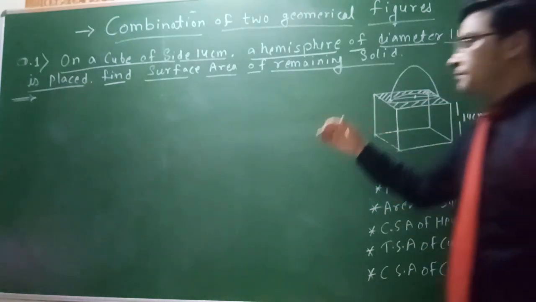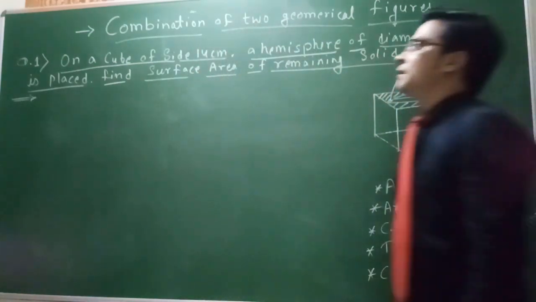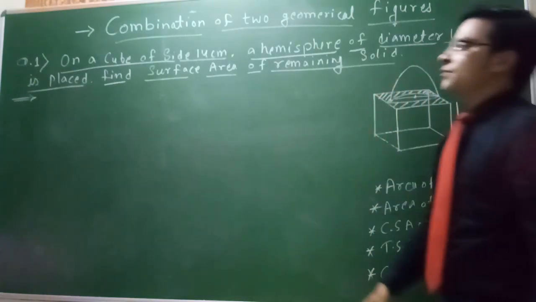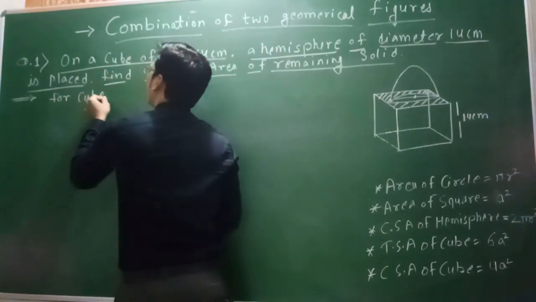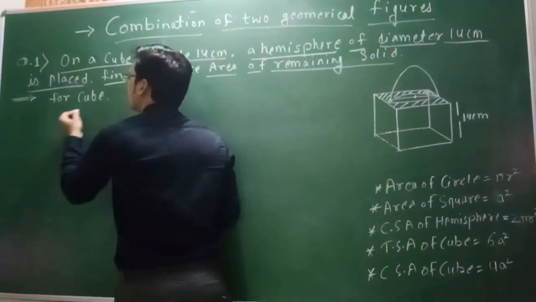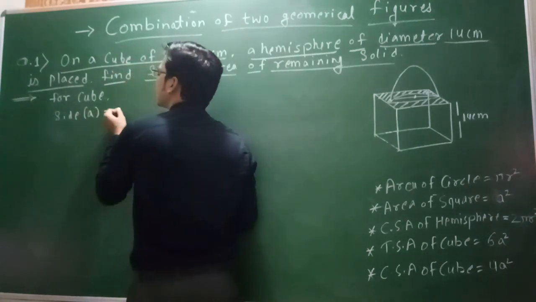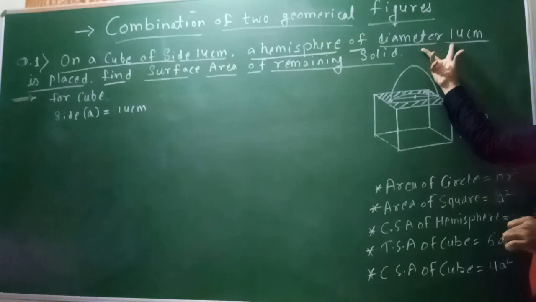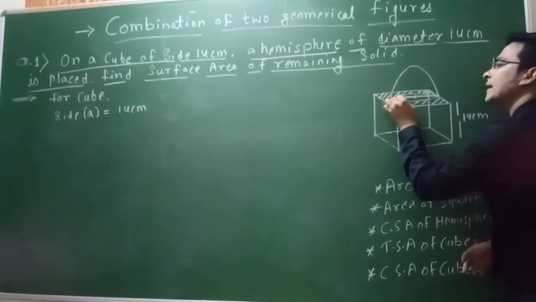First of all we have to write given. After that we will start to solve the surface area. There are two geometrical figures. First one is a cube and second is a hemisphere. So first we will write for cube. For cube, given is its side, 14 centimeter. So we can write for cube, side, denoted with small a, is 14 centimeter. Next geometrical figure is the hemisphere, and its diameter is given as 14 centimeter.